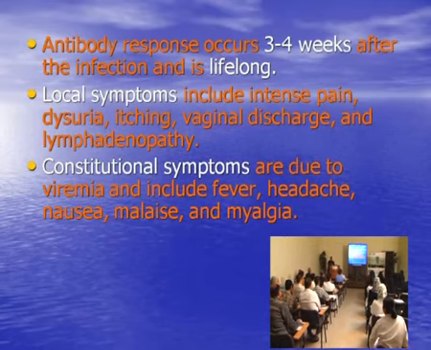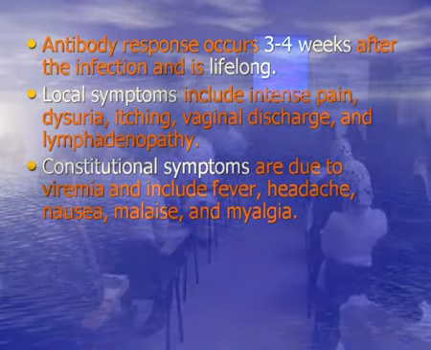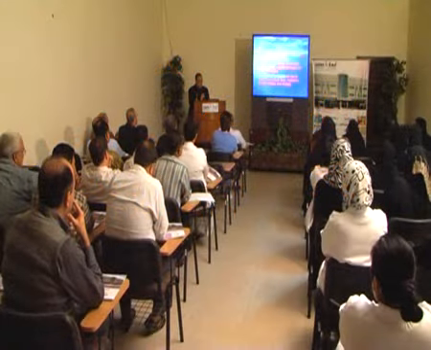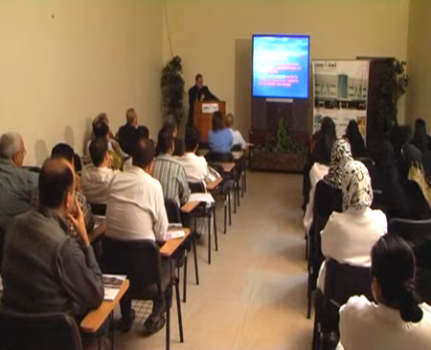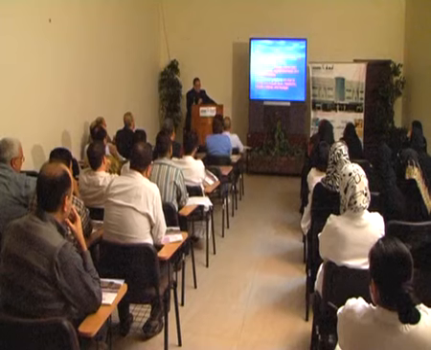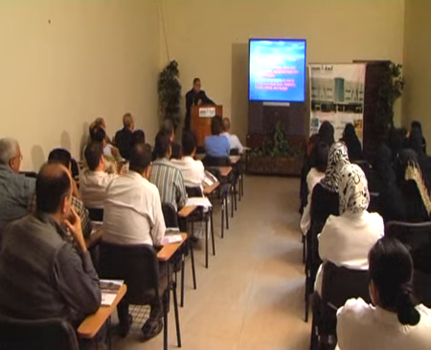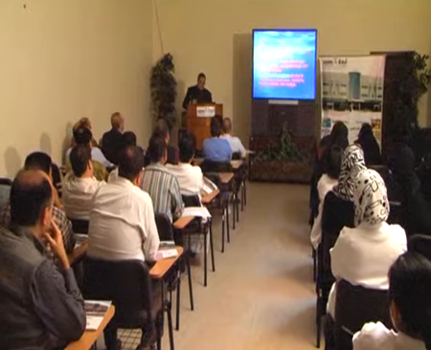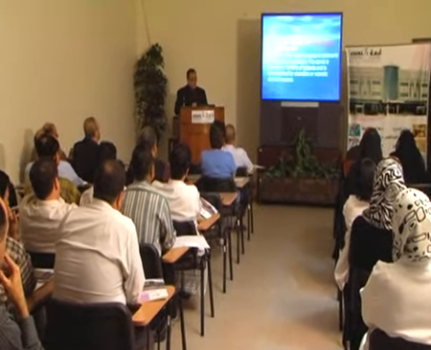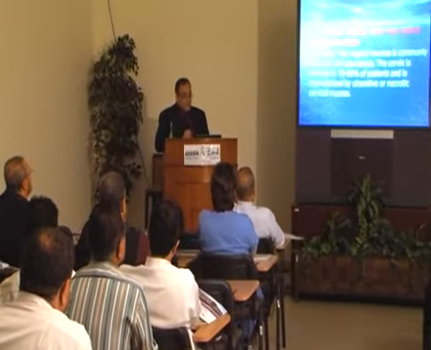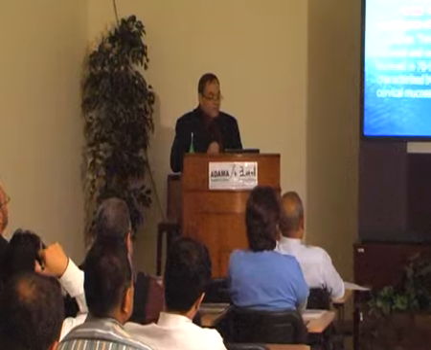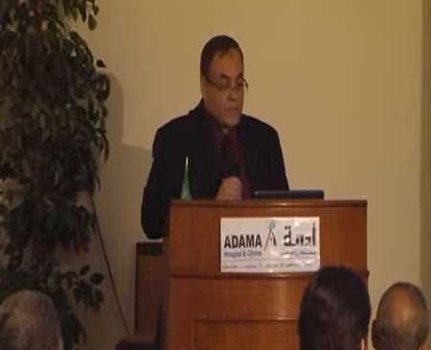Local symptoms include intense pain, dysuria, itching, vaginal discharge, and lymphadenopathy. There are other constitutional symptoms like fever, headache, nausea, malaise, and myalgia. This is due to viremia. The signs are tender vesicles which may rupture and become ulcers. In females, the vaginal mucosa is commonly inflamed and edematous.